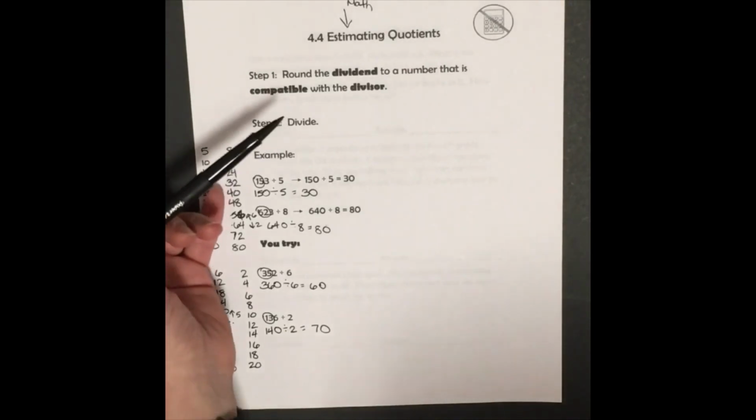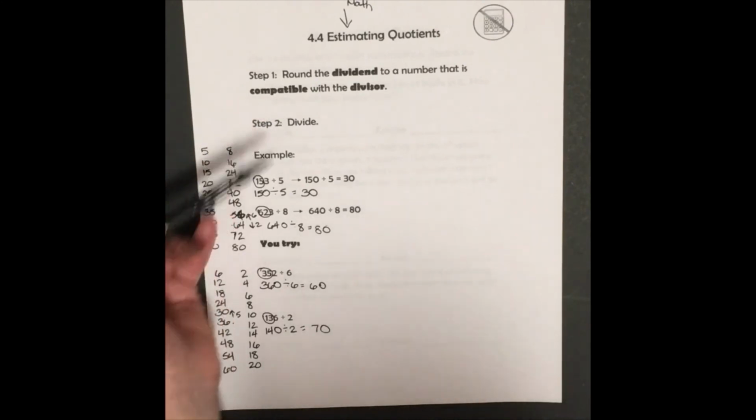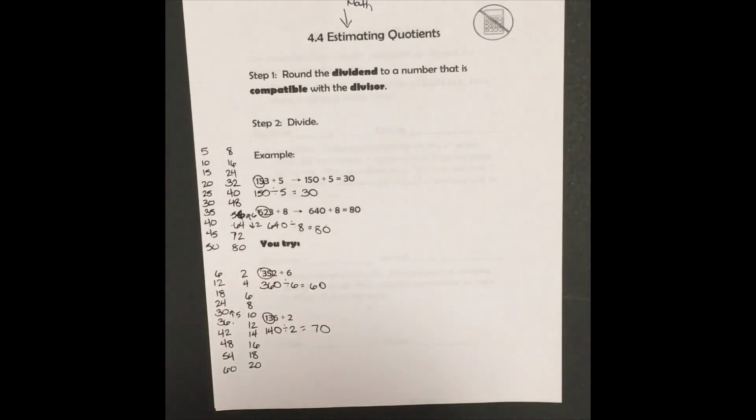So when I'm estimating quotients, I am going to find compatible numbers. If I don't know my factors, I'm going to list those multiples to be able to help me find the number that it's closest to and then divide.